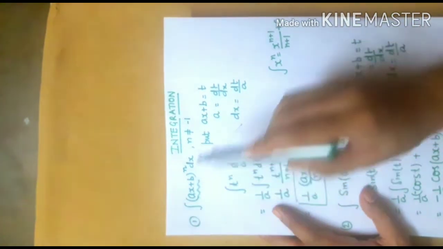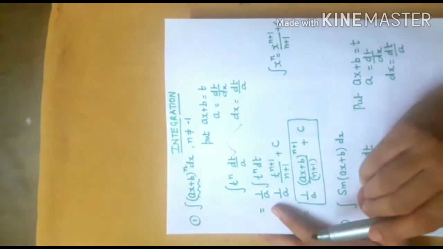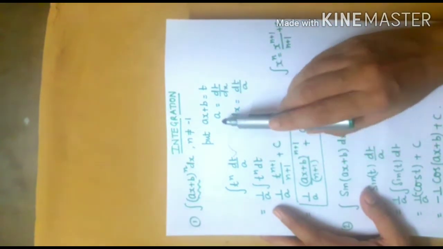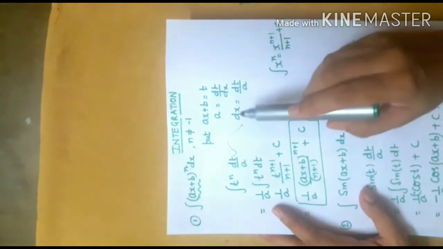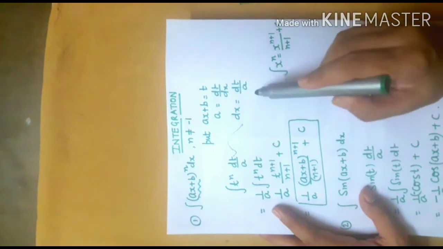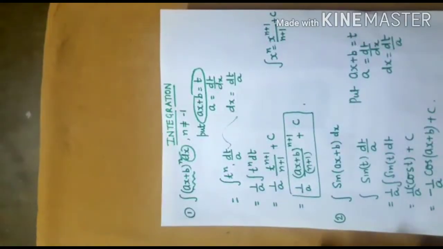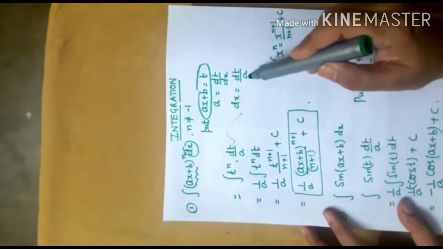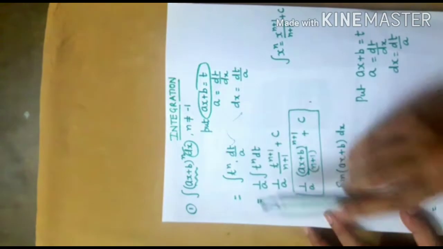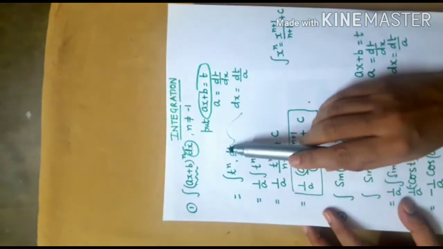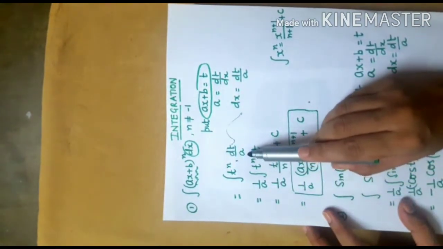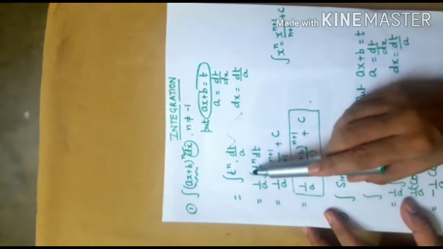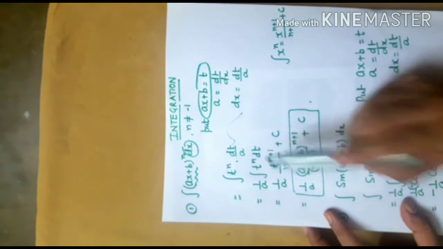Here we put ax plus b equals t. On differentiating both sides with respect to x, I'll get a equals dt by dx, or dx will be equal to dt over a. So here dx will be replaced with dt over a, and this was t, so I'll get t raised to the power n into dt over a. As a is a constant, I'll take this outside the operator, so I'll get 1 by a integral t raised to the power n dt.